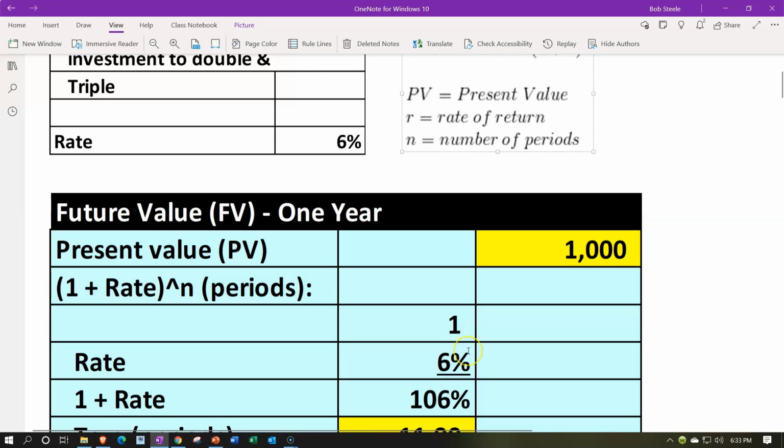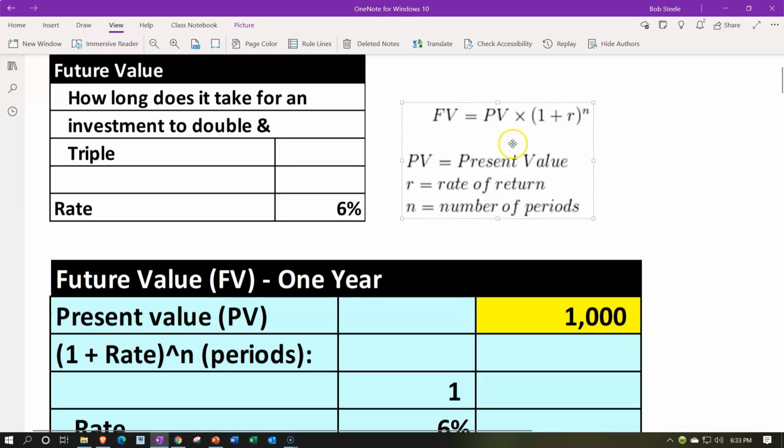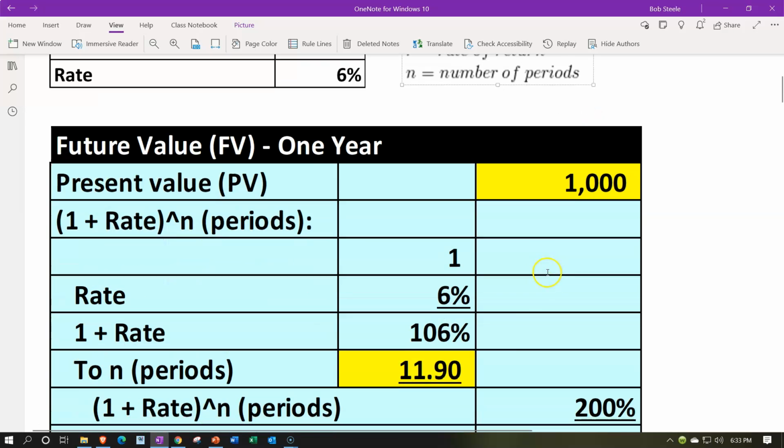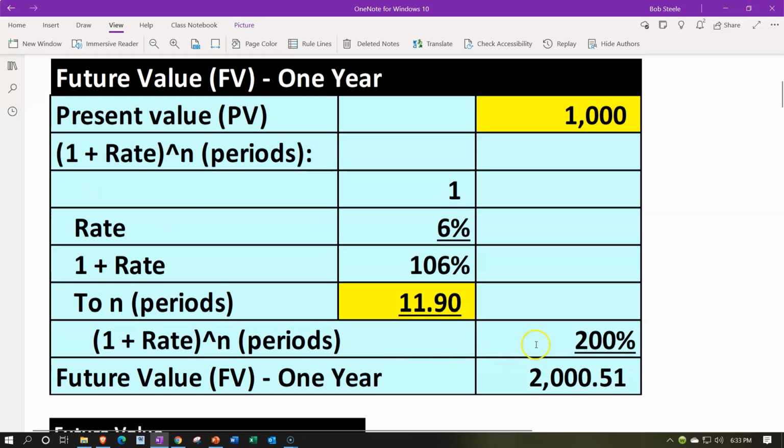And then we had 1 plus 6%, 106%. And then to the power of, that's the unknown n. So typically this yellow number for our equation would be the unknown. And then this number we can basically derive because the bottom line number down here needs to be 2,000, right? Because if this number is 1,000, the bottom line number needs to be 2,000.